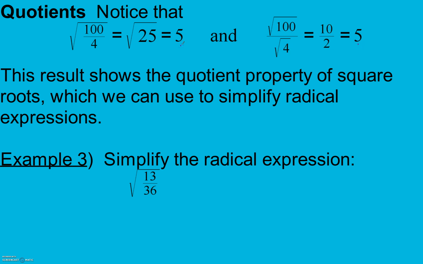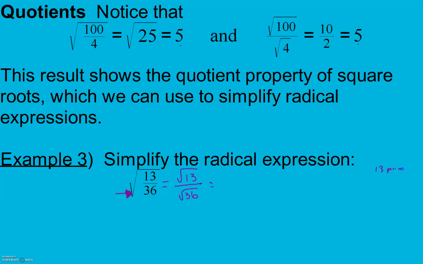as well. So it shows our quotient property of square roots, and we can use that to simplify radical expressions as well. So we can either write it as one fraction inside a square root, or we can write it as two separate square roots written in a fraction. And that's going to be helpful here in number 3. We can take the square root of 13 divided by the square root of 36. And remember, we don't want to have a fraction with a square root in the denominator or a denominator in our square root. So I'm going to split these up into 2 pieces, and I'm going to try and simplify.